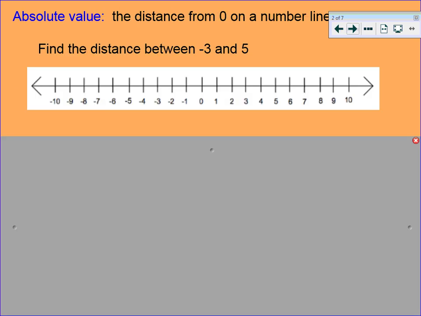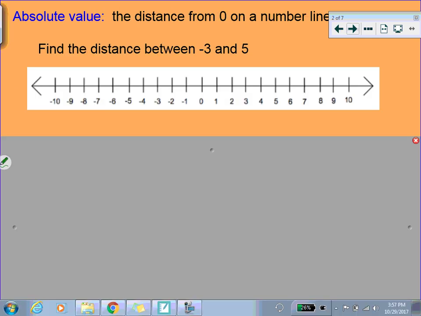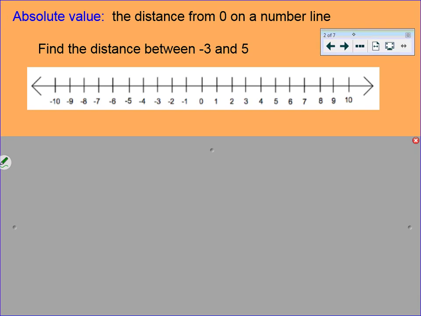All right, let's do a little review on what absolute value actually is here. Absolute value is the distance from 0 on a number line. So if you're looking to find the distance between -3 and 5, I'm willing to bet most of you right now can figure out what that distance is. If you were to graph those 2 points, you would know that they are 8 spots away from one another. But there are a few different ways that you could mathematically find 8 as your answer.